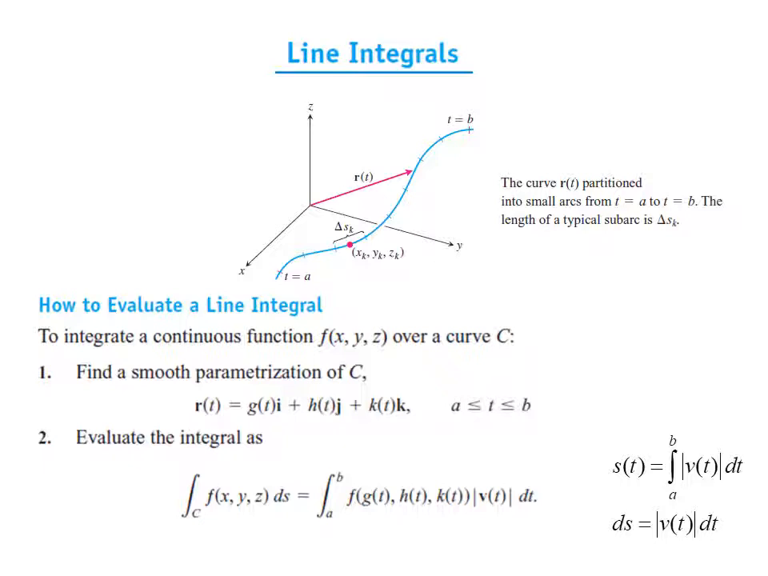Now to evaluate the line integral over the curve C of the function f(x, y, z) ds, that is equal to the integral from a to b of f, where x is g(t), y is h(t), and z is k(t), where these are the parametric equations, times the modulus of v(t) dt. Here the modulus of v(t) is the speed of the particle, so ds is equal to the modulus of v(t) dt.